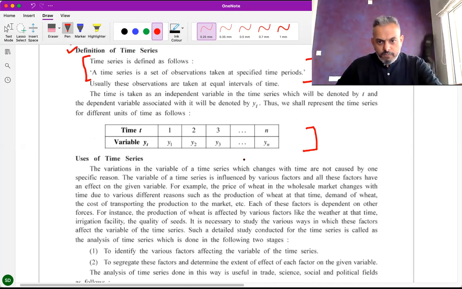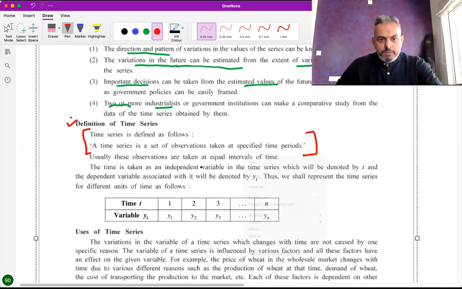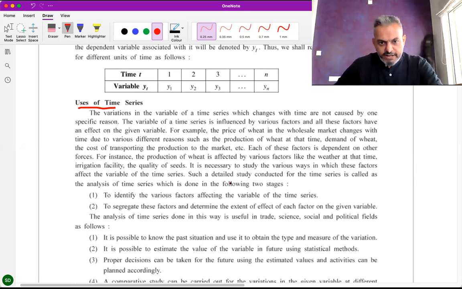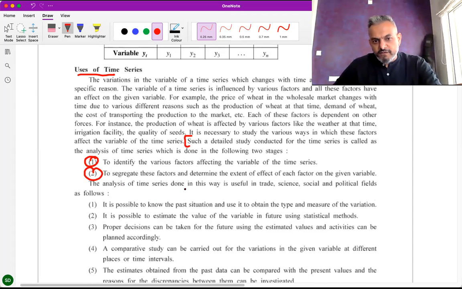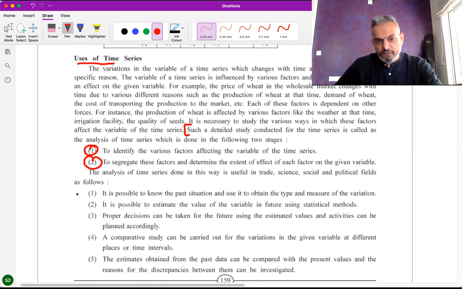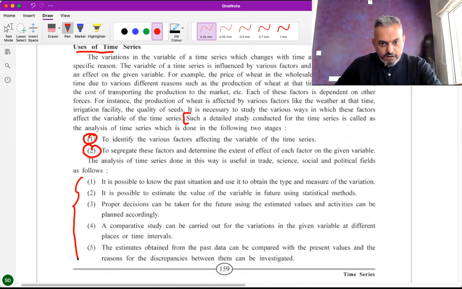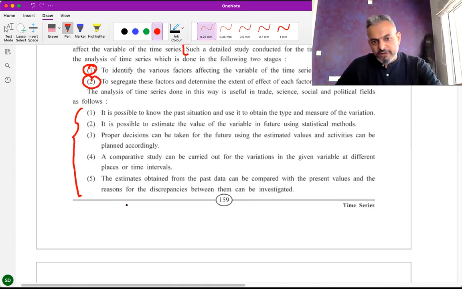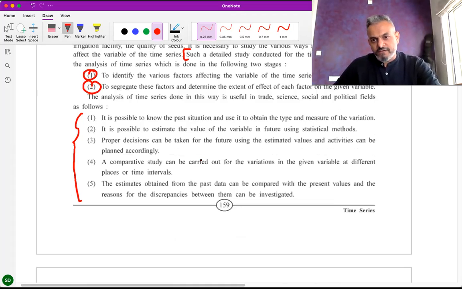Okay. Now, uses of time series. In this, please underline the part where there are two points. The analysis of this series is useful in trade, science, social and political fields, as follows. These are all uses of time series. You read it on your own. If you have any doubt or difficulty, you can ask me. It's very easy, very simple. All these things we have already discussed.